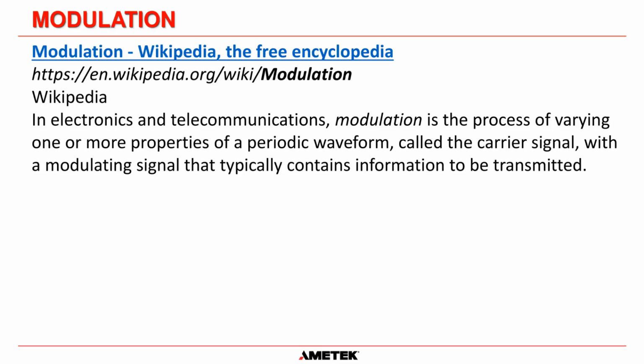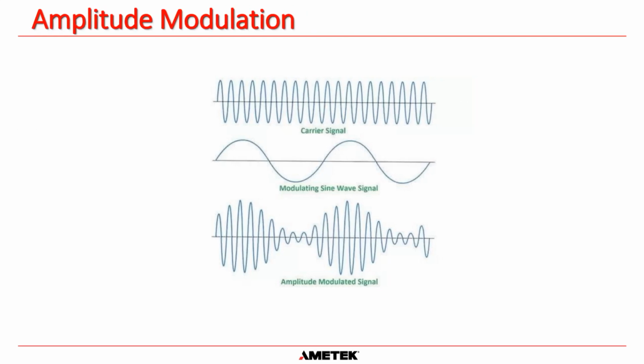Now, in Wikipedia, modulation is in electronics and telecommunications. It's a process of varying one or more properties of a periodic waveform called the carrier signal with a modulating signal that typically contains information to be transmitted. Okay? So most people will know the radio stations that we listen to. In the olden days, it makes me feel old, they used to use AM, which was amplitude modulation.